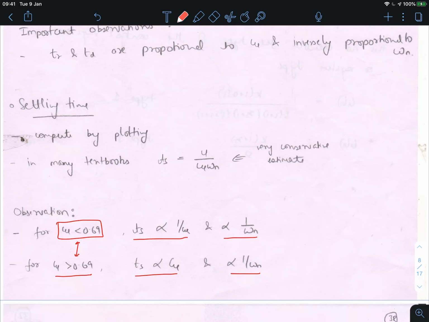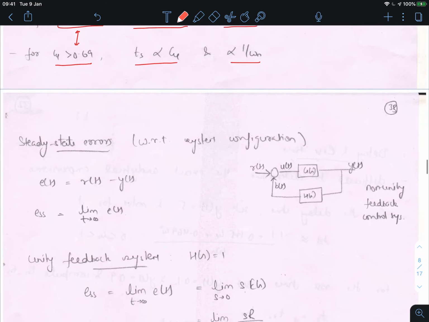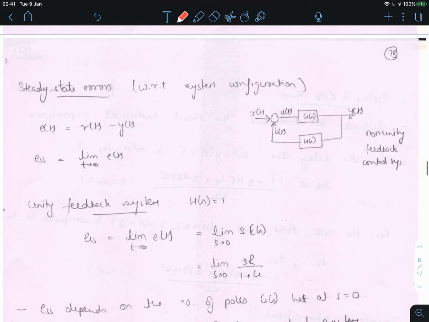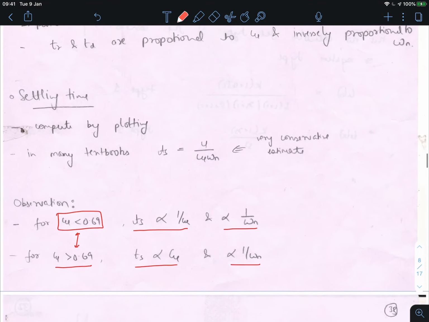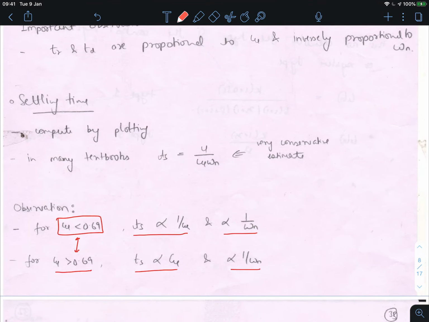So I think we could stop here today, because from the next time I will discuss the steady state errors for the second order system, because the other specifications we have seen how you can compute and extract from the generic second order response.